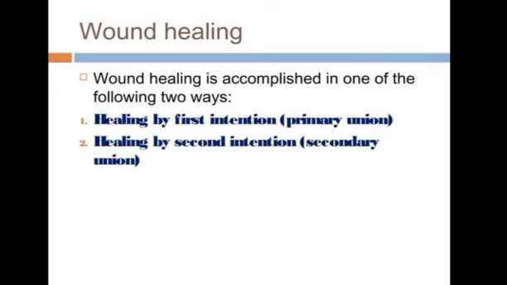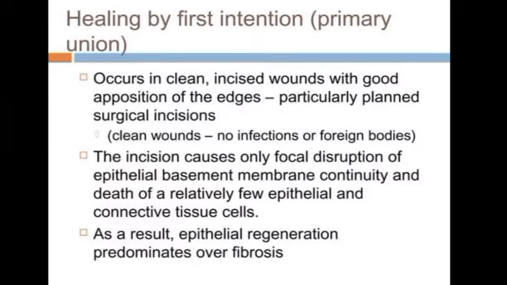Wound healing is accompanied by two waves. The first one is healing by first intention, the primary union, and the second one is healing by second intention, the secondary union. First, healing by first intention occurs in clean and incised wounds with good apposition of the edges, particularly planned surgical wounds. Mostly first intention occurs in clean wounds, surgical wounds, and wounds without infection.